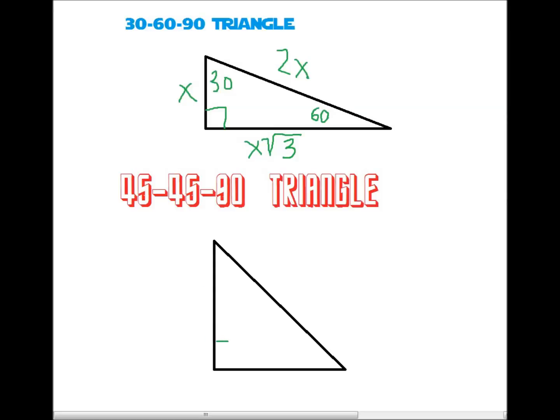45-45-90 triangles have the following characteristics. It has two 45-degree angles and one 90-degree angle. To find the side lengths, you need to know that both of the legs are equal in length. They are represented by x. The hypotenuse is x root 2.